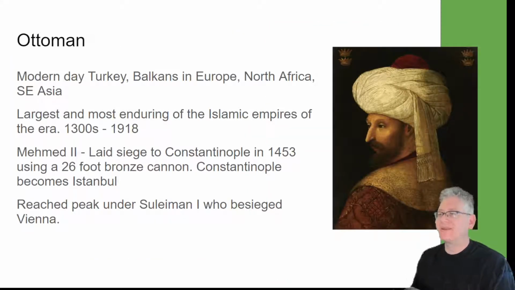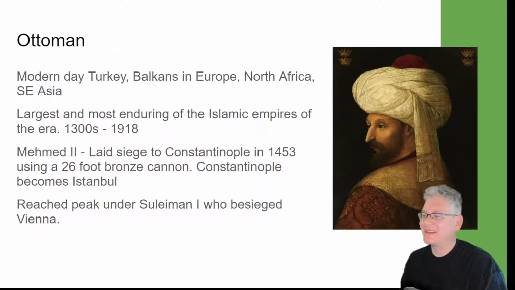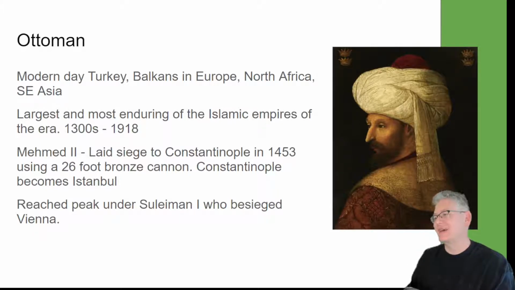All right, next up, I love this picture of Mehmed II. Like he looks, I'm sorry, that's Suleiman I. He looks like he's kind of doing a little pose there. Like, oh, me? Well, thank you. It's so nice to meet you.